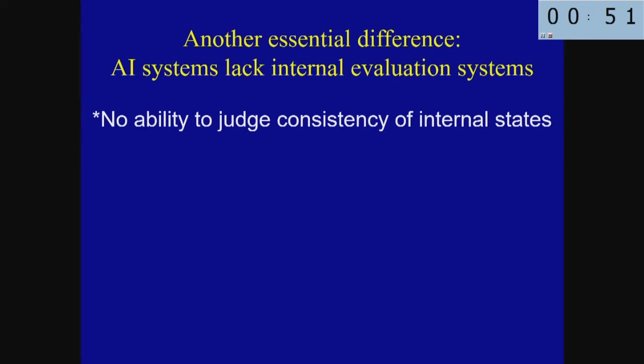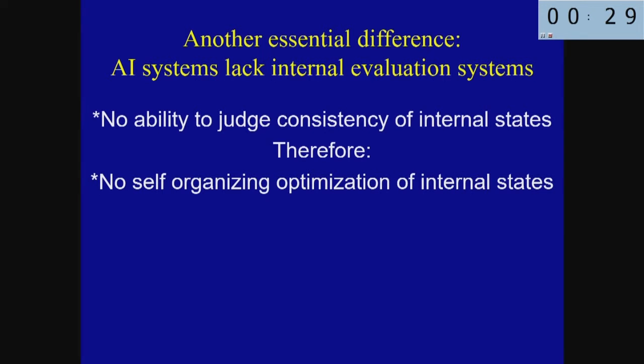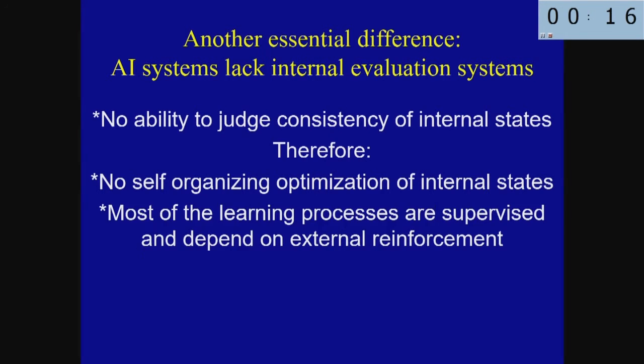So, another fundamental difference is that AI systems, as far as I know, lack internal evaluation systems, so they have no ability to judge the consistency of their internal states. They don't know when they are right. They don't know when they have a Eureka event experienced, which we can do without having feedback from outside. Therefore, they have no self-organizing optimization of internal states. Anyway, they can't self-organize well because they have no nonlinearities that would be required for that.